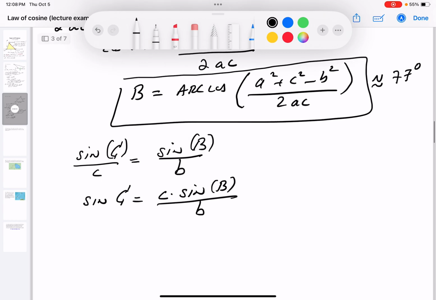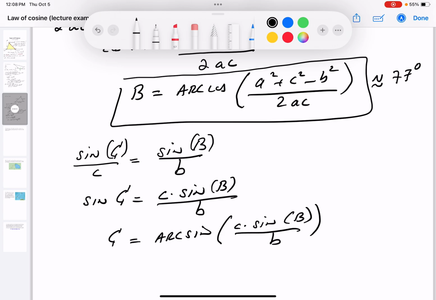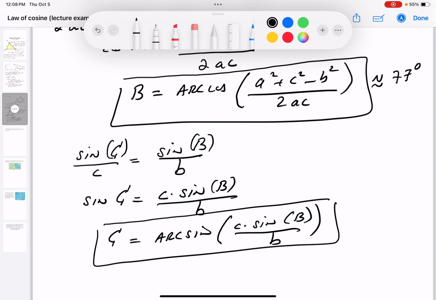I'm going to use the arc function again. So C is equal to arc sine of C, that's side C, or the length of it, sine of angle B divided by B. All right, I'm going to say that's what C is. Again, I'm going to go back to the use of a computer or a calculator, and calculate what C is. But C turns out to be about 37.8 degrees, about.